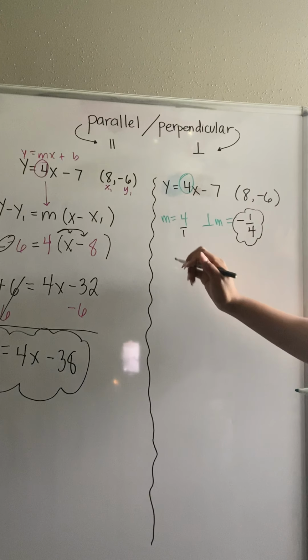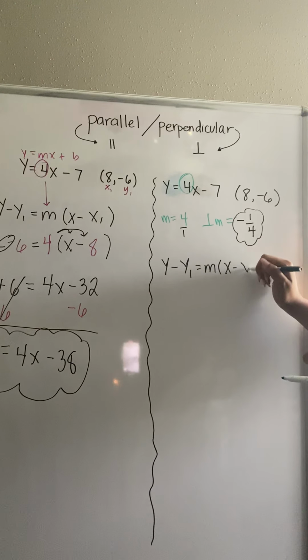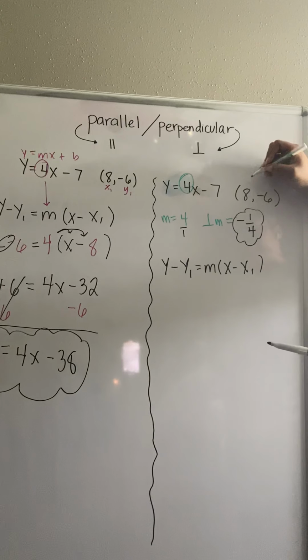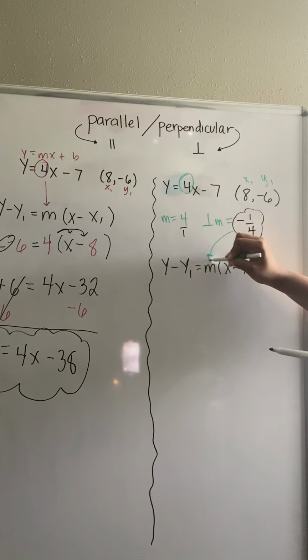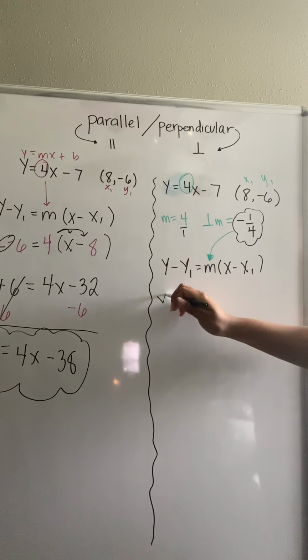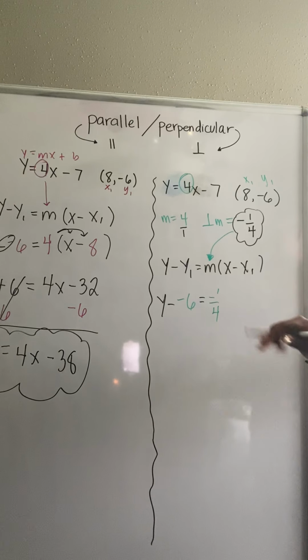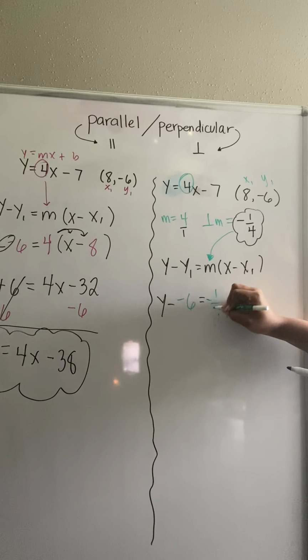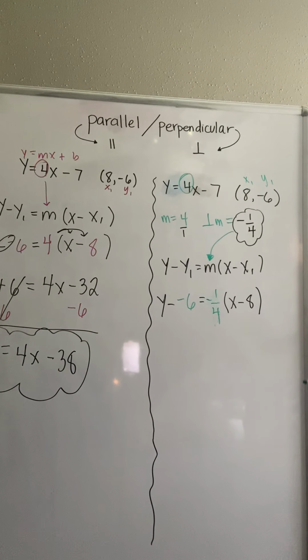All right, we're going to start off with that same formula for point-slope. These values up here are still our x₁ and our y₁. The only difference is that we are using a new m value, -1/4. So we get y minus -6 is equal to our slope, the perpendicular slope, which is -1/4, times (x minus our x₁, which was 8).